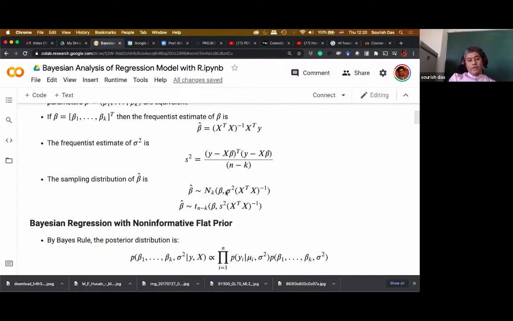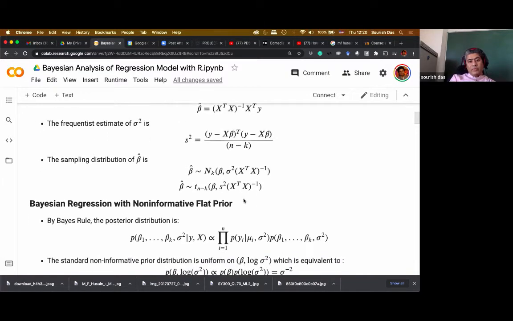So if you estimate sigma square by the sample variance, then the sampling distribution of beta hat is a T distribution with n minus k degrees of freedom, with location still beta, and this is the covariance matrix. Now this covariance matrix is completely estimable.